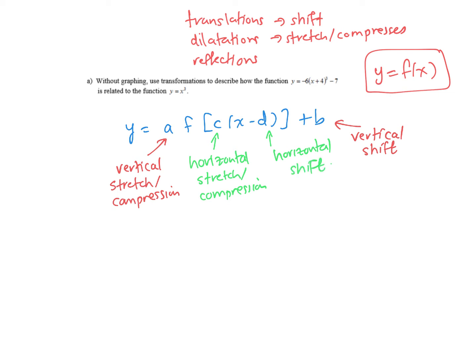So two things we want to look at. Is it vertical or horizontal? Is it a stretch or a shift? And then reflections, of course, are those negative values. And then the last thing to keep in mind is that horizontal transformations always do the opposite. Vertical transformations will do exactly what they say they're going to do, but horizontal transformations will do the opposite.